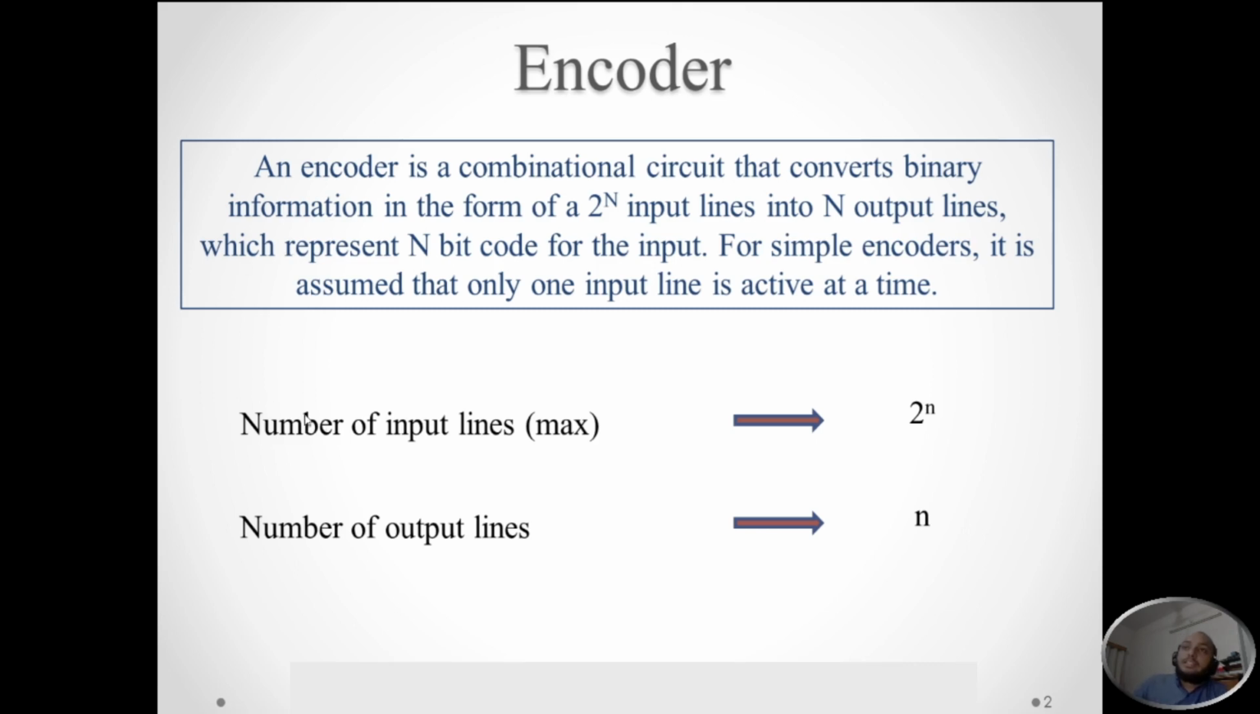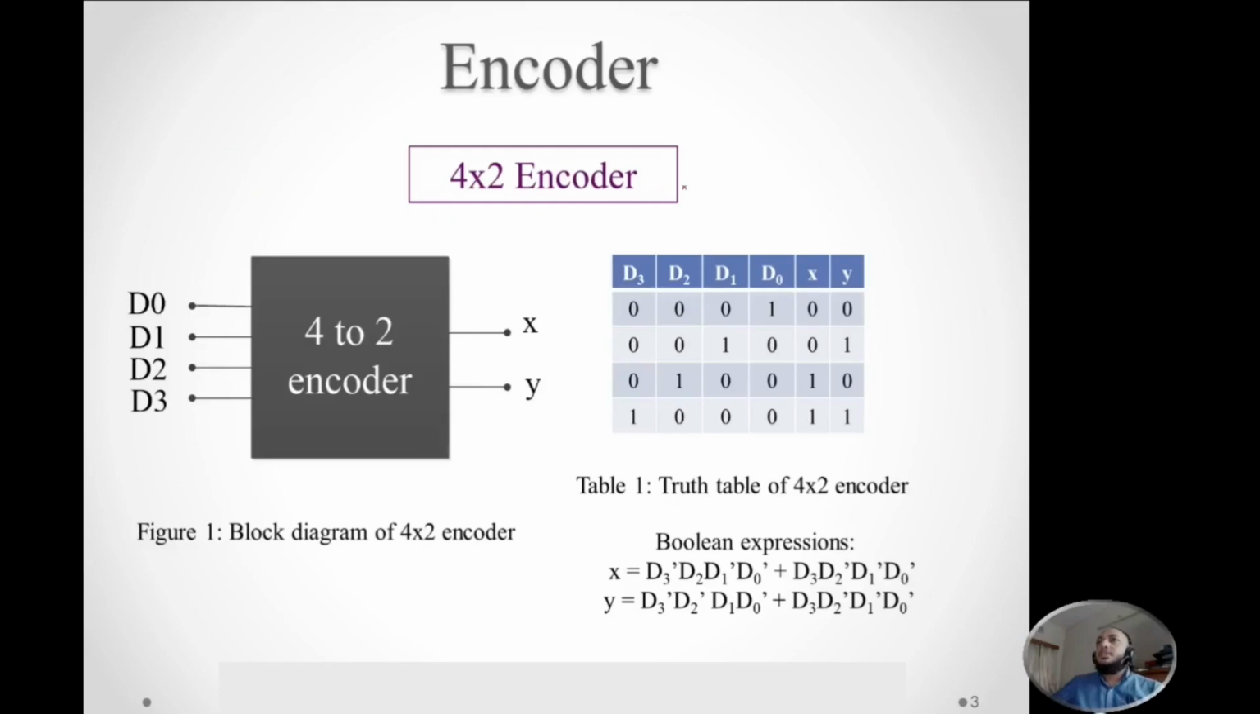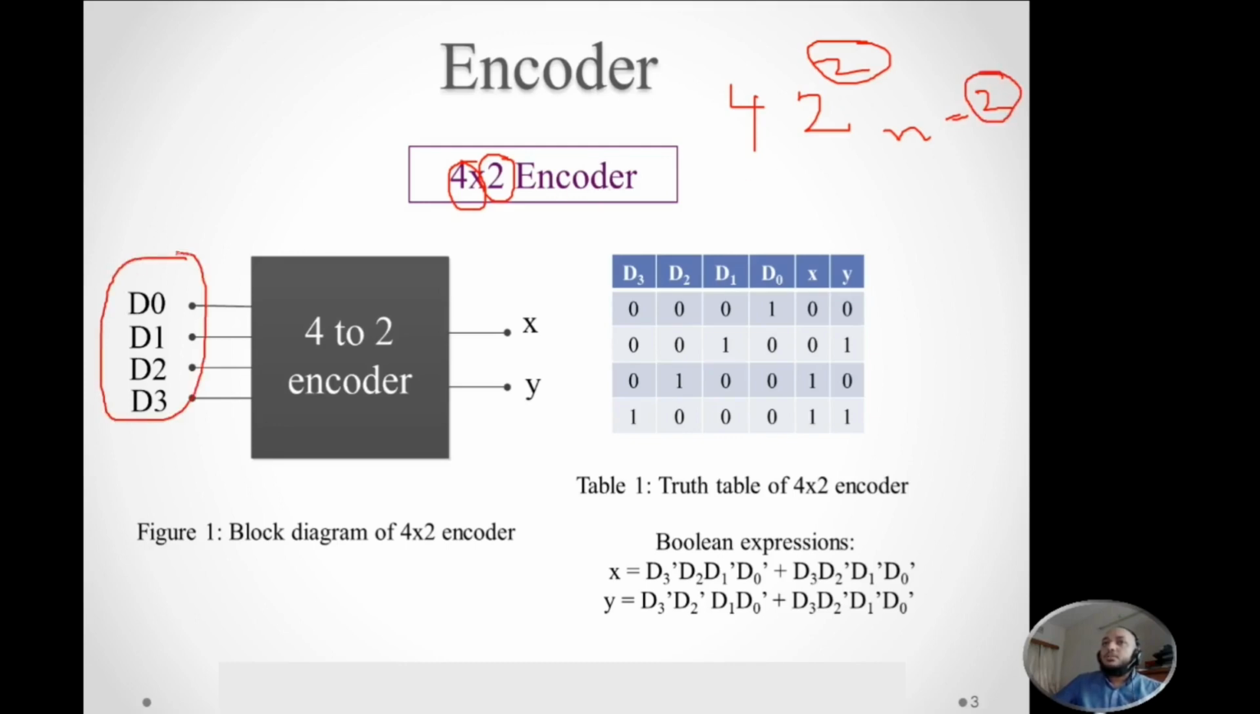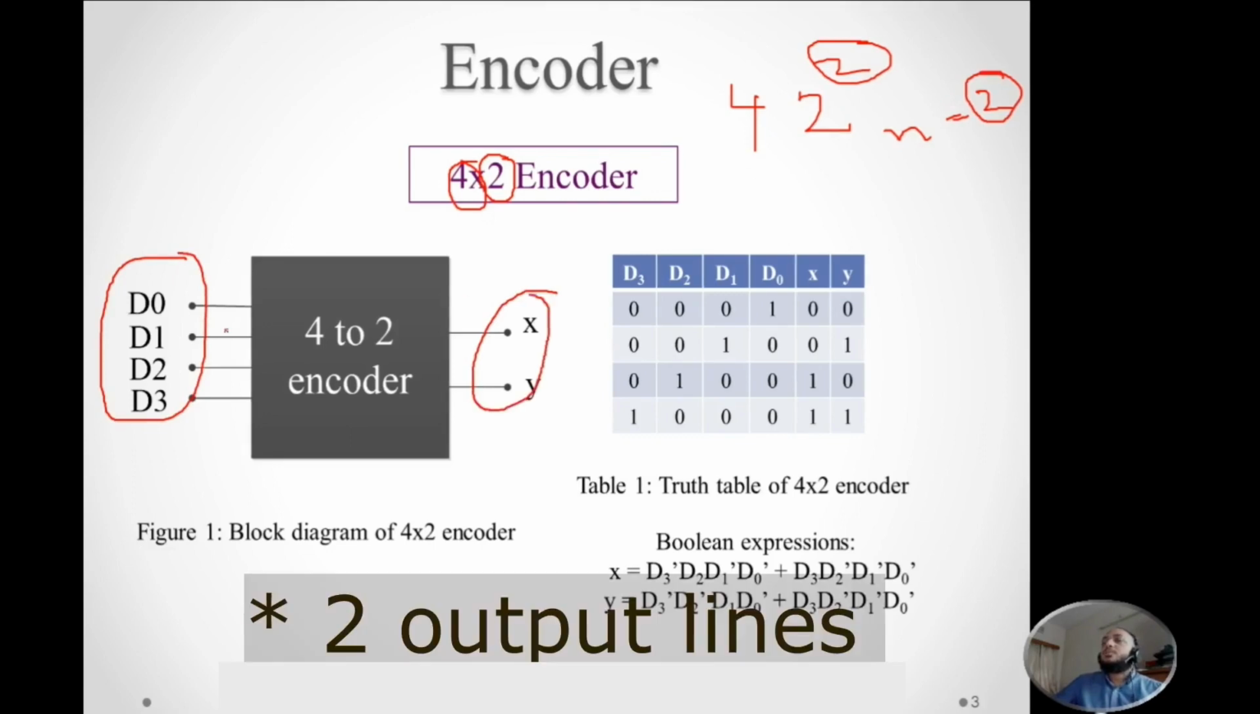And for that case, if the number of input lines is 2 to the power n, we will get n output lines. So if we consider a 4:2 encoder, that means we have 4 input lines and 2 output lines. Why is that? Because we have 4 input lines, that means 2 to the power 2 input lines, where n equals 2, and for that we are getting 2 output lines.